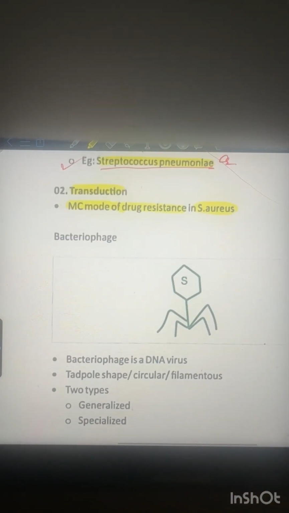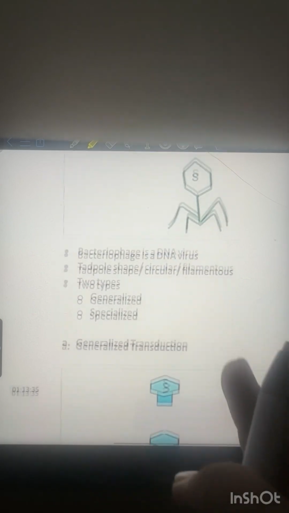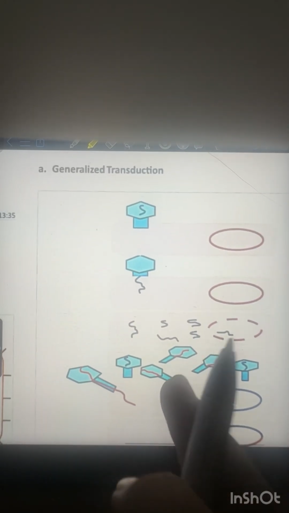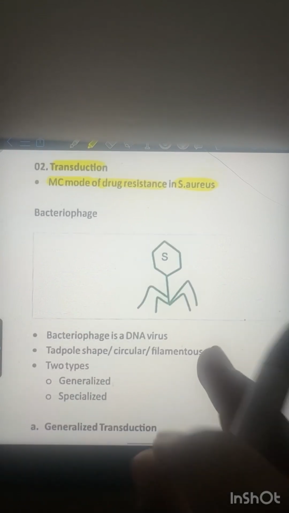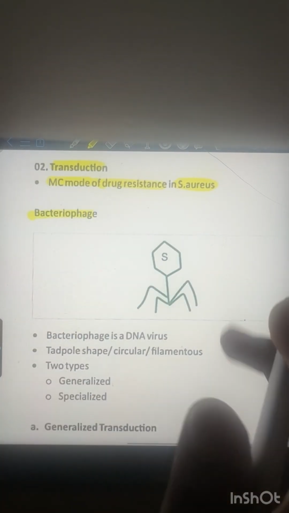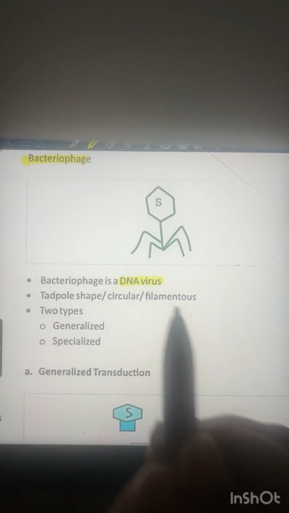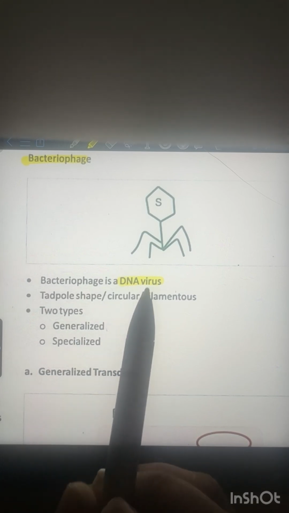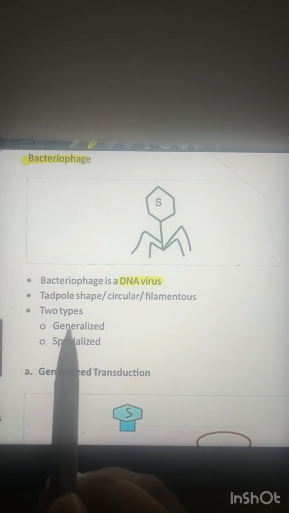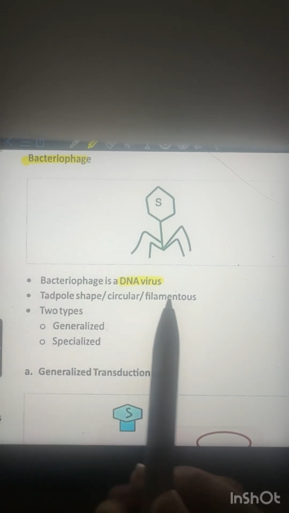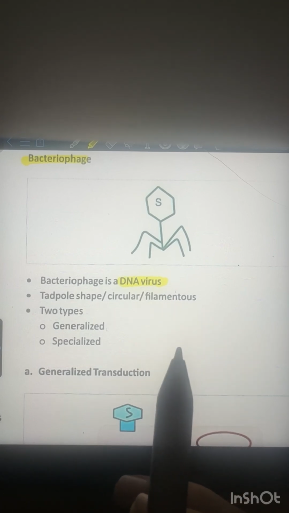So what is transduction? I'm going to draw a diagram. Let's see if you can identify what exactly this is. This is a bacteriophage. So exactly what you want to know next: what is a bacteriophage? Bacteriophage sounds like a bacteria, but it is not a bacteria. Bacteriophage is actually a DNA virus. So if someone asks you, is it a virus? Yes. And what kind of genome does it have, DNA or RNA? It is a DNA virus. And what is this shape that I've shown you over here? It is a tadpole shaped structure.